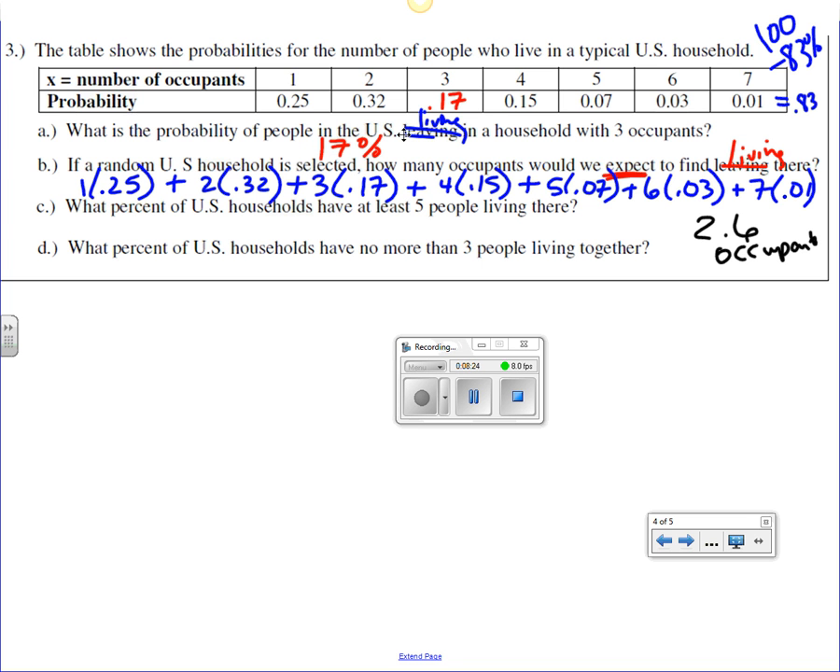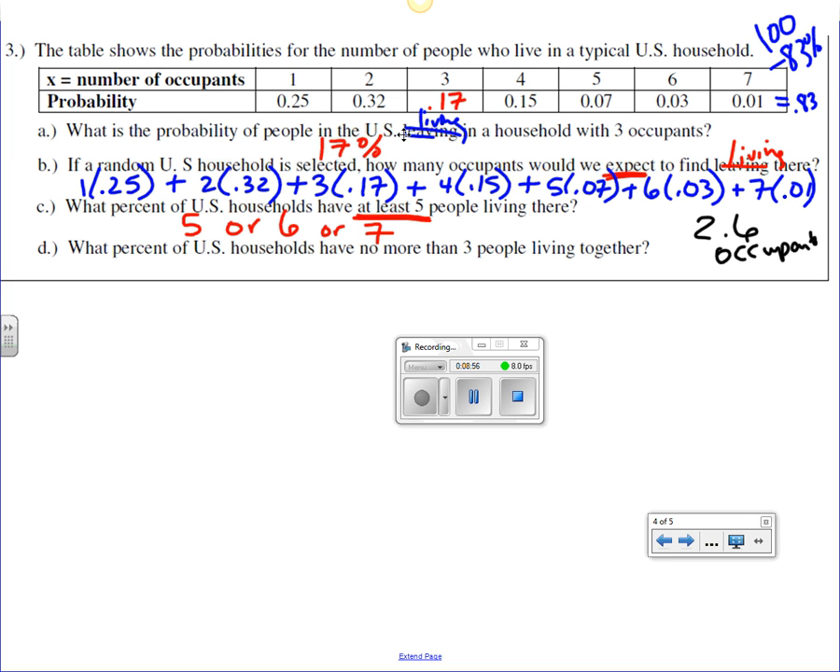What percent of U.S. households have at least 5? This is where people get tripped up. If you have at least 5 people, what does that mean? 5 or more. 5 or more. So that means in this particular problem, I could have 5 people, or I could have 6, or I could have 7, and then it stops. Okay? So that's not my answer. I'm just setting it up. So you could have 5 or 6 or 7.